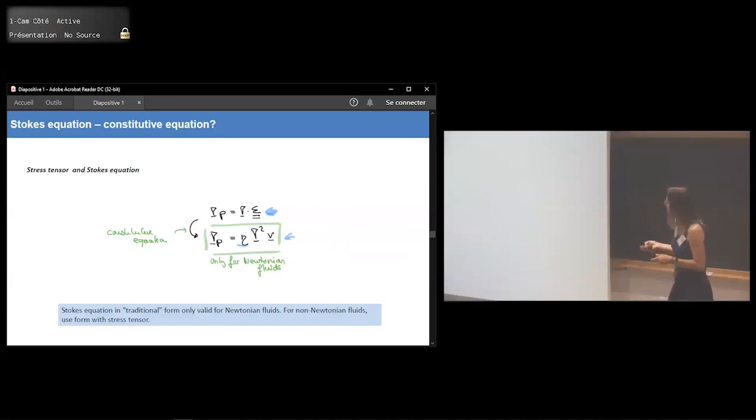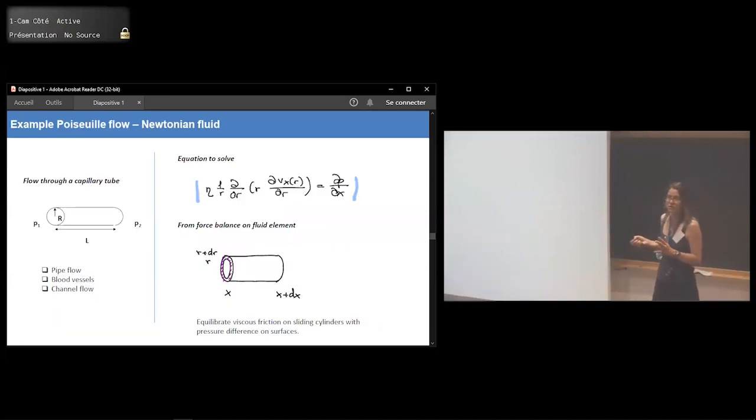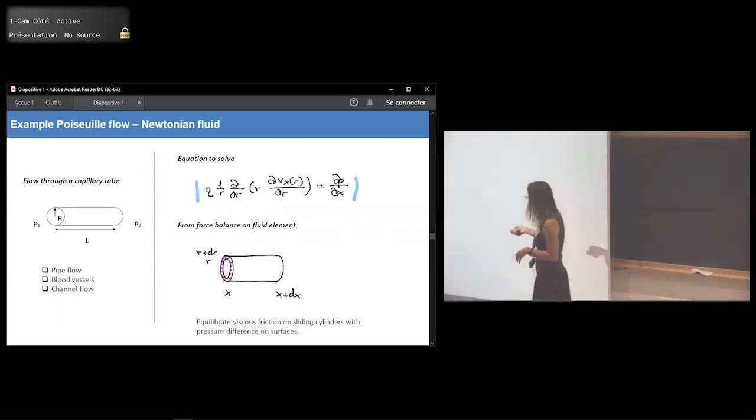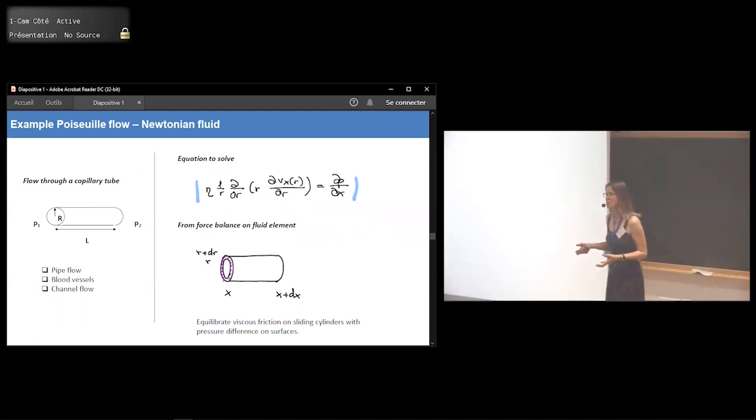I want to spend a little bit of time on the exact solution of flow in this capillary tube. It's an example you've seen quite a bit already. It's a very important flow geometry because it occurs a lot. It actually occurs much more than the simple shear that we have cited. So pipe flow, blood vessels, channel flows. Many, many situations where you have flow have some kind of walls and boundary, and you would apply a pressure difference to impose flow. Just for simplicity here, we will use the capillary tube, which is circular.